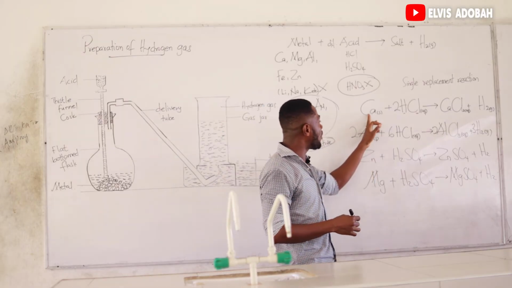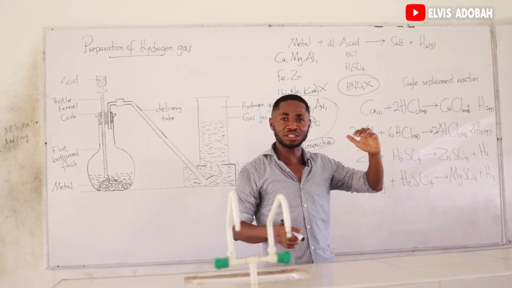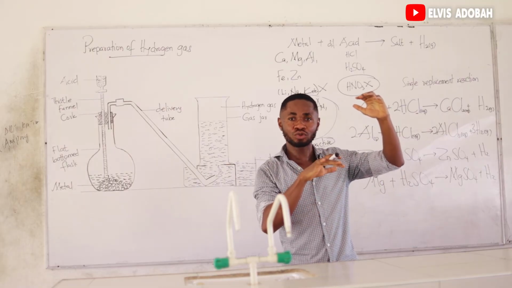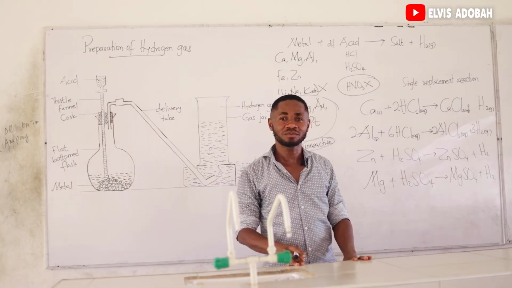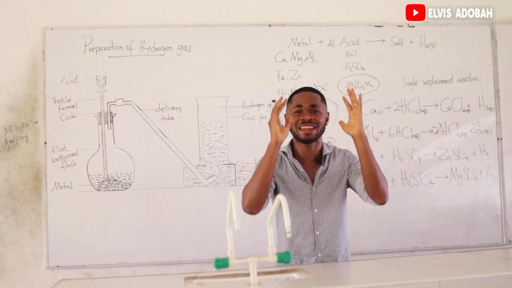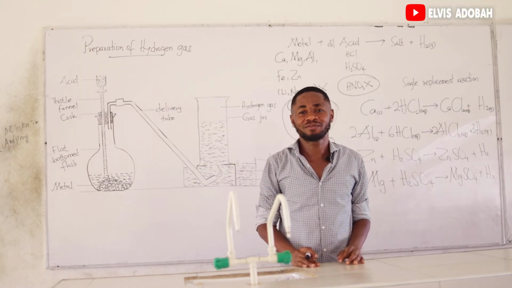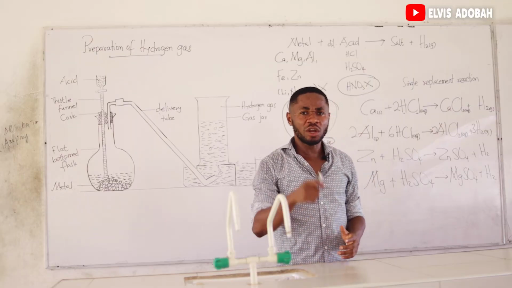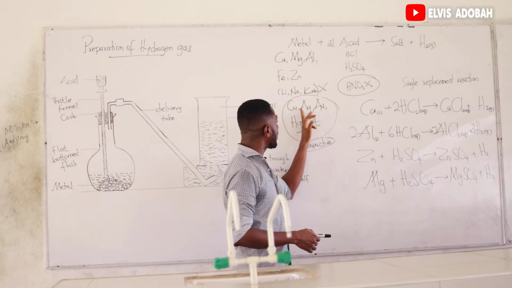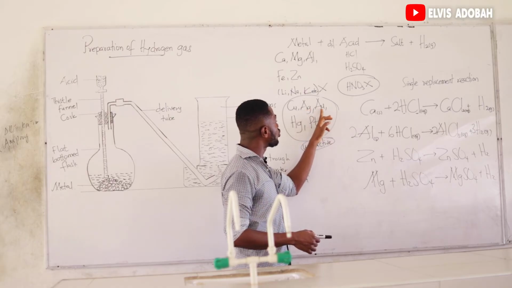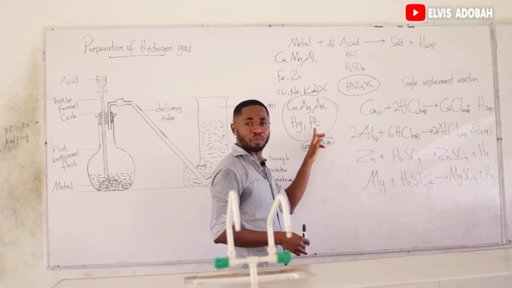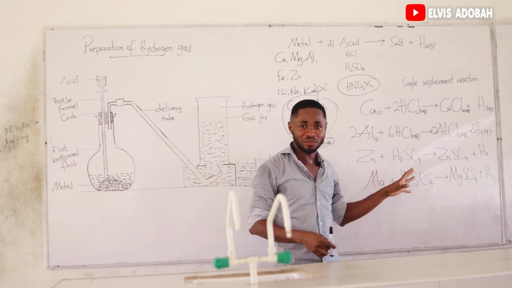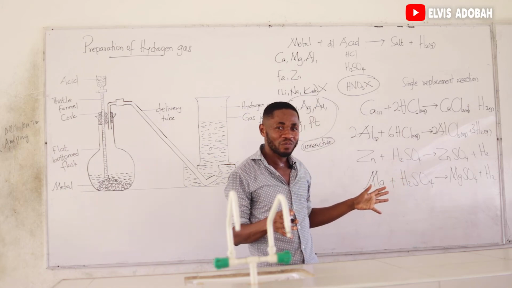The senior was able to do that to me because he was in Form 3, I was in Form 2. A Form 1 student can never do this to me because he is beneath me. So the reason why we don't use copper, silver, gold, mercury, platinum for this reaction is simple.